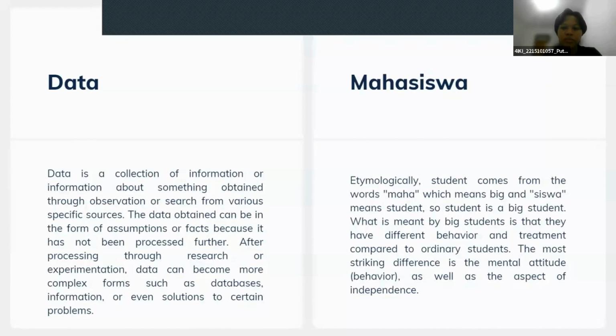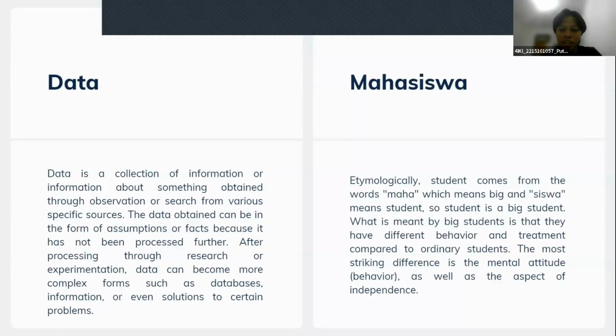Next, we have mahasiswa or college student. Etymologically, mahasiswa comes from the words maha, which means big, and siswa, which means student. So a college student is a big student. What is meant by big student is that they have different behavior and treatment compared to ordinary students. The most striking difference is in the mental attitude as well as the aspect of independence.